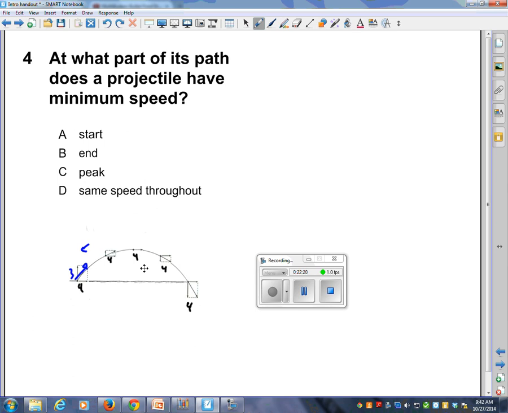I mean, gravity's always there, right? What I'm trying to say is, if the horizontal is 4, and there's a vertical of 3, what is the overall velocity? It's a 3, 4, 5 triangle, right? But at the very peak, what's the horizontal? 4. What's the vertical? 0. So what is the overall? 4. There's no vertical to add. It's at its smallest speed right at the peak.